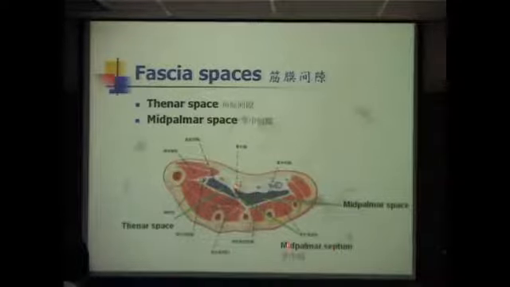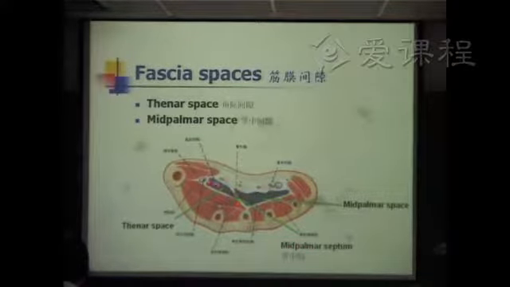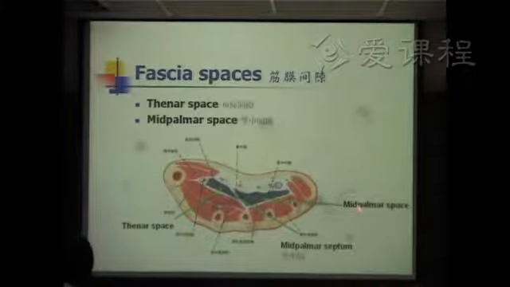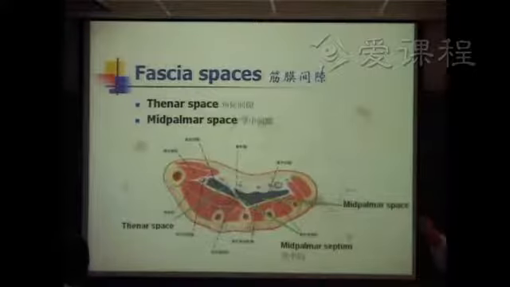This septum is called the middle palmar septum. This septum divides the space into two spaces. The lateral one is called the thenar space here, and the middle one is called the midpalmar space. This space communicates with the same space on the forearm.